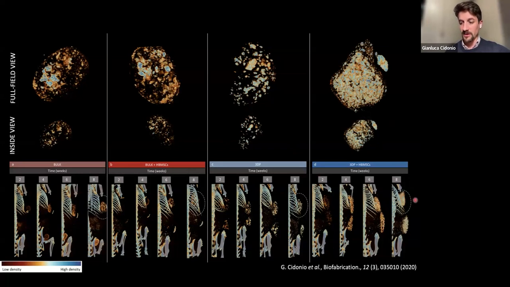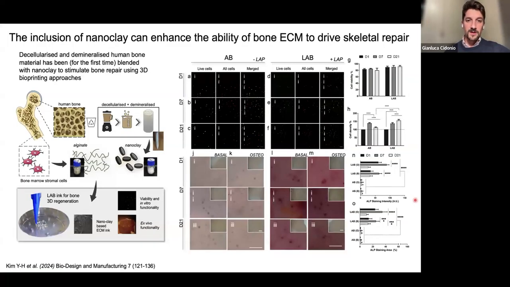We then wanted to scale up the system, and we wanted to, as Cristina was mentioning, really engineer a new material that was driving the force of the bone formation. So what we did was to actually use human bone tissue to decellularize this tissue, so take out the cell part and the mineral part, blending it with the algae material and the nanoclay and really 3D printing it.